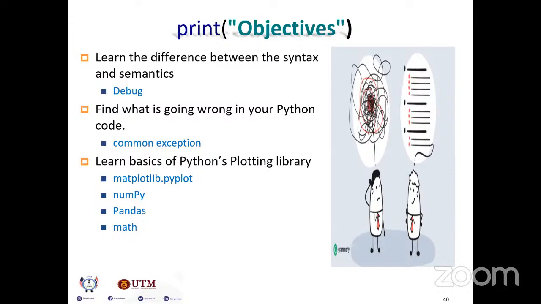And also, we already explained try and except, which is used to know what is going wrong in the code, like if you divide by 0 or other things.